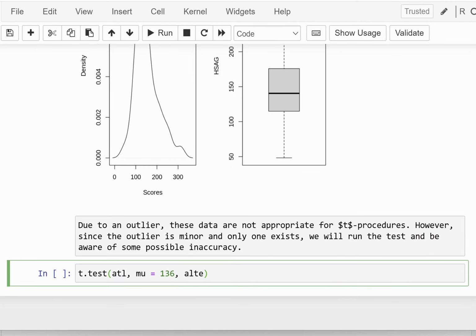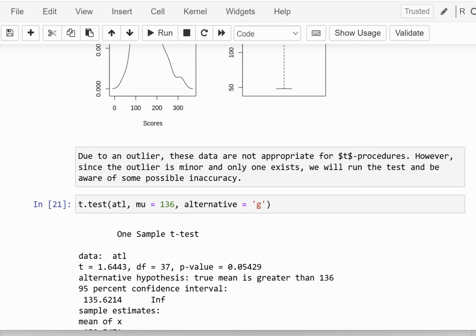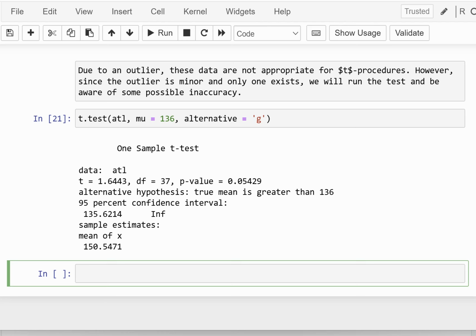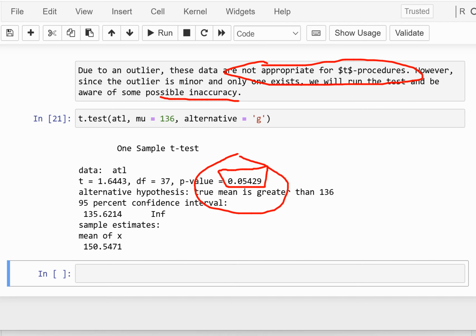And alternative. We do have other alternatives we'll use. It just so happens that alternative equals greater is the one that we've been using. And now this is interesting. The p-value would have to land right near 0.05. Okay, so what am I going to say? I'm just going to go back up. We said these data are not appropriate for T procedures. There might be some inaccuracy, and we're really, really close to 0.05. Okay. So some people will say, "Oh, fail to reject the null. No evidence that the Atlanta skyscrapers are taller than average."